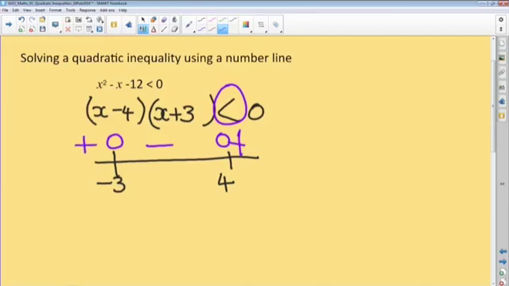And now, guys, coming back here, what does this less than mean? It's negative. It's below the x-axis, so we're looking at a minus, all right? And then your minus is in the middle, so you read off your solution. x is between minus 3 and 4, right?